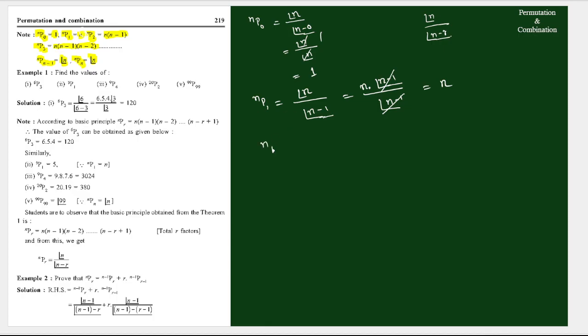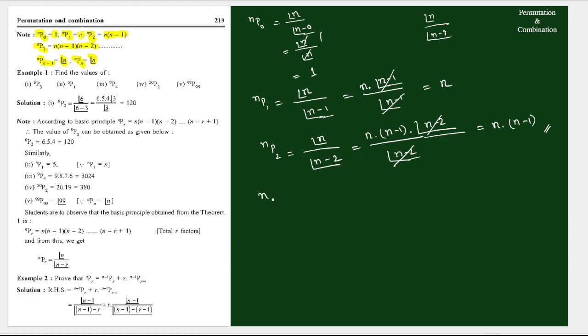nP2. So factorial n over factorial n minus r, which is 2. So factorial n minus 2 is there. So it can be written as n into n minus 1 into factorial n minus 2. तो ये cancel होगा तो रहेगा खाली how much? n into n minus 1. Got it? Same goes for nP3, 3 places.